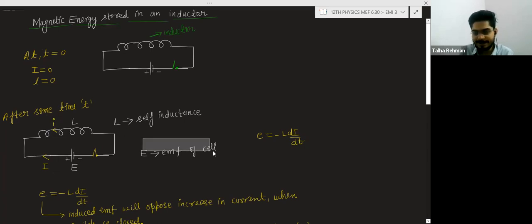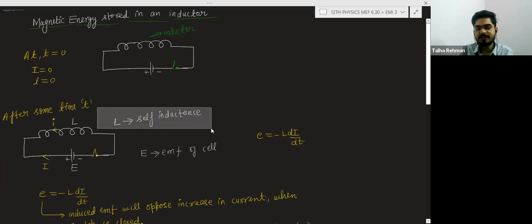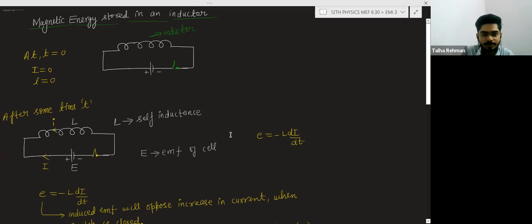Capital E is the EMF of the battery or the cell. L is the self inductance. Now I have told you, when there is a current in the inductor, there will be an induced EMF in the inductor, which is given by E is equal to minus L di by dt. So this will be the induced EMF in this inductor.